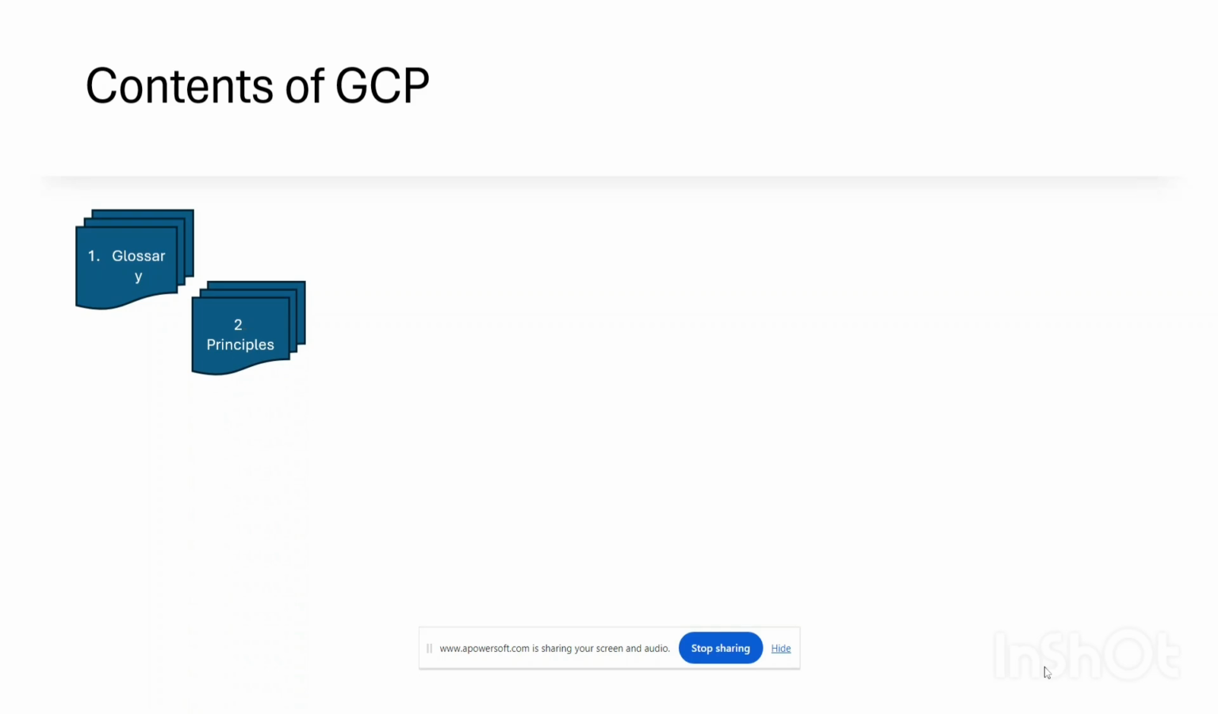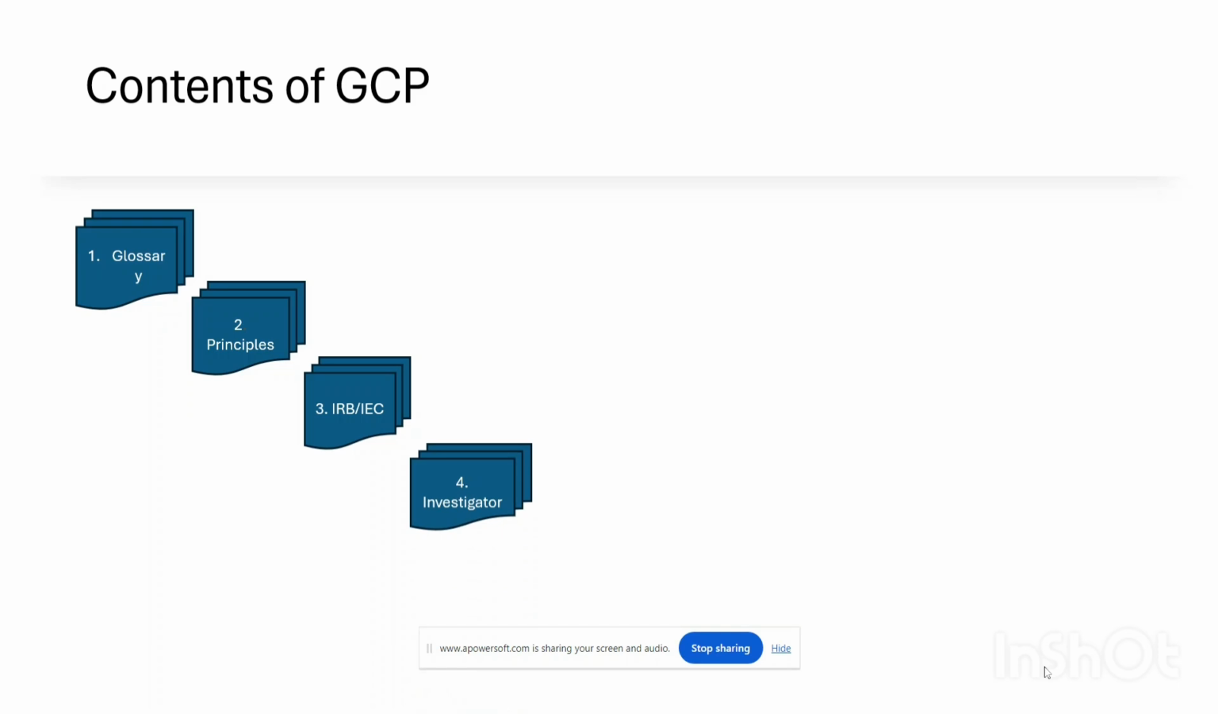Then after these principles of ICH-GCP, now comes the third section. So what is the third one? It is IRB or IEC, that is Institutional Review Board or Independent Ethics Committee. It contains the responsibilities of the EC, the composition, function, operations, procedures and records which have to be kept by the EC.